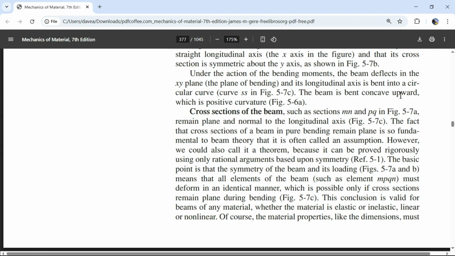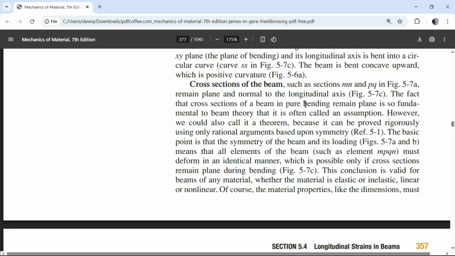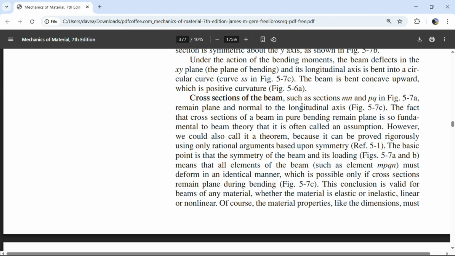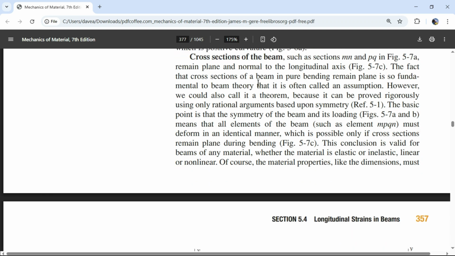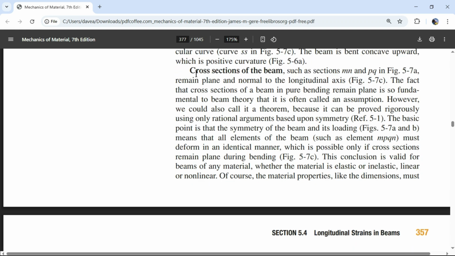Yeah, the beam is bent concave upward with a positive curvature. It's just kind of fascinating walking your way through textbooks, because I'll just space out reading it. That's 3 sentences, even just 2 sentences, and there can be a lot to understand even in that. Cross sections of the beam.